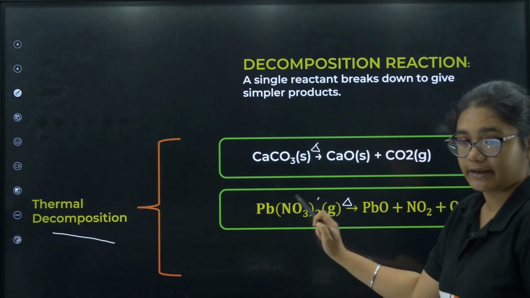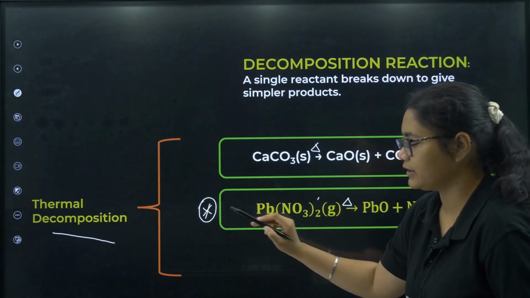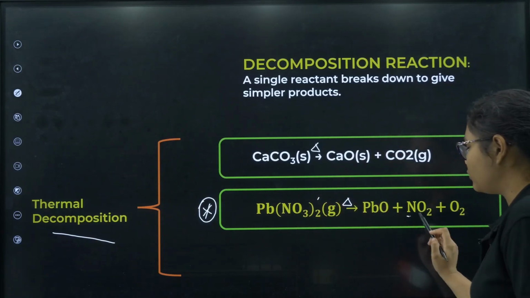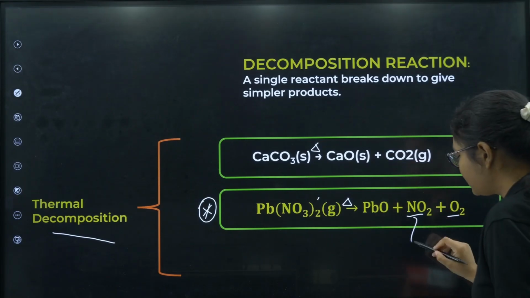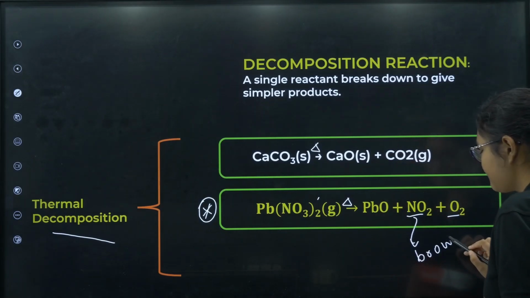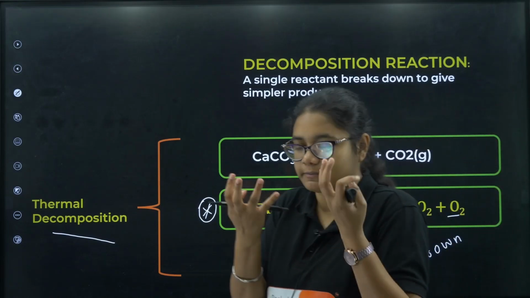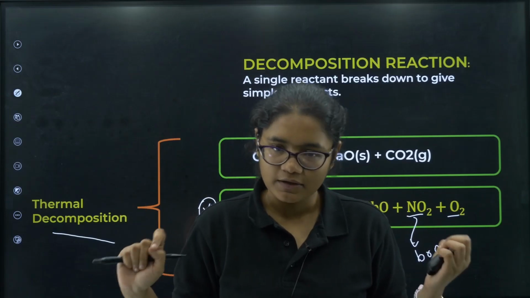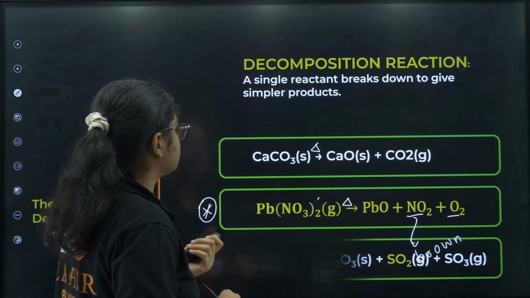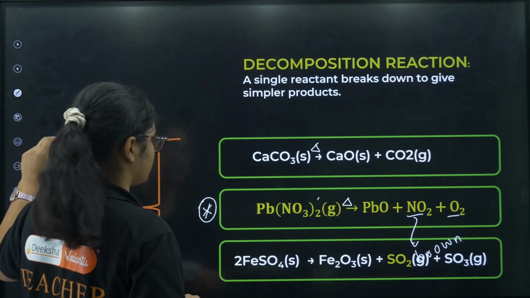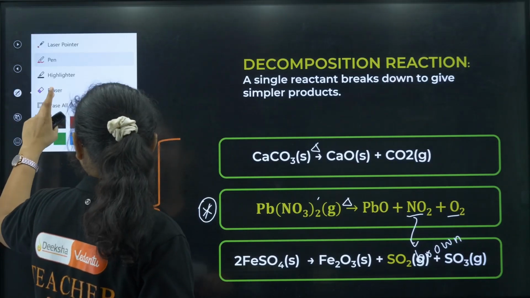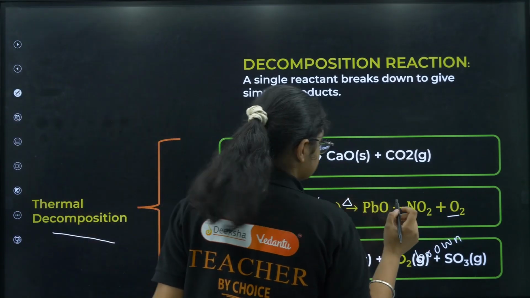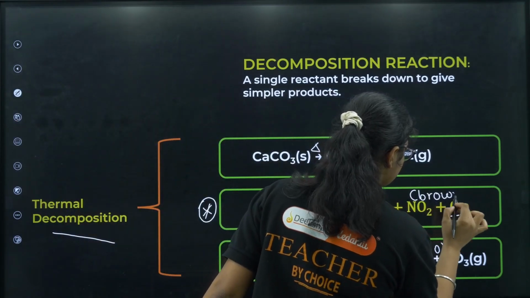Next, if you have lead nitrate, this reaction is important, please remember, many of you make mistakes in this reaction. Lead nitrate will give you lead oxide plus NO2 plus O2. Here you should remember that NO2 is a brown color gas. So if a reaction is happening and we are getting some brown color gas from it, then it is NO2 gas. Just mention here that this is your brown color gas.